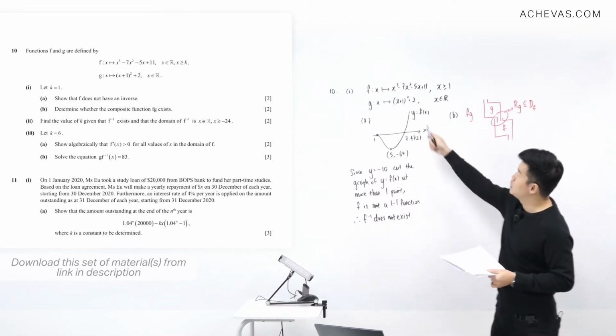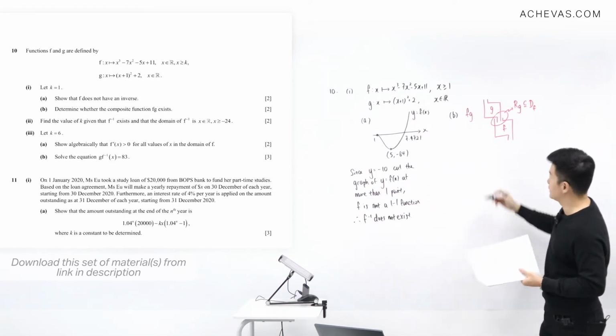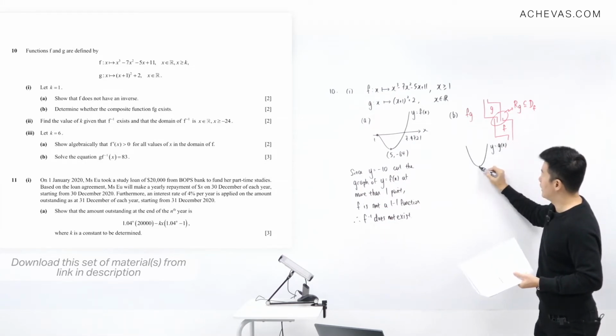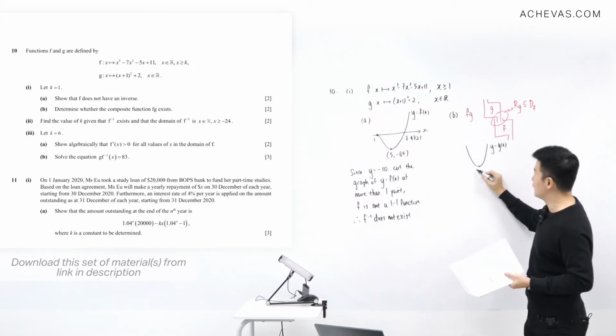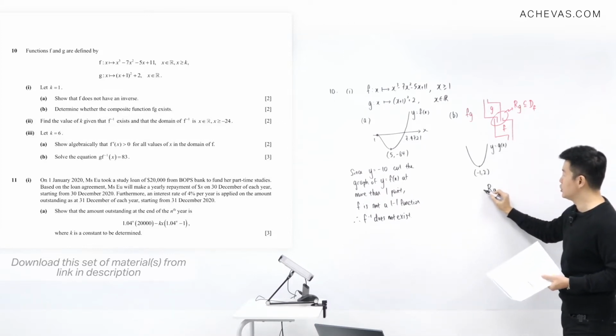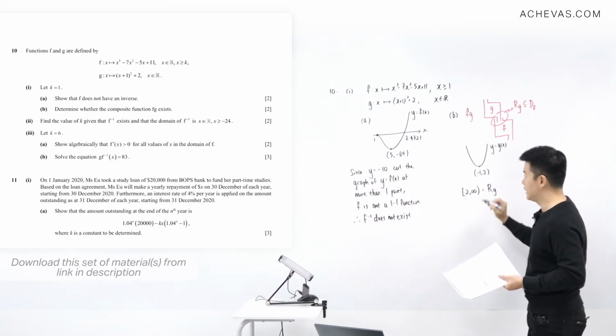To find the range of g, let's sketch a quick graph of y equals g(x). It's easy to sketch. It is a parabola. In its completed square form, we know that the minimum possible point here is (-1, 2). So based on this, we can see the range of g is going to be from 2 all the way until infinity.